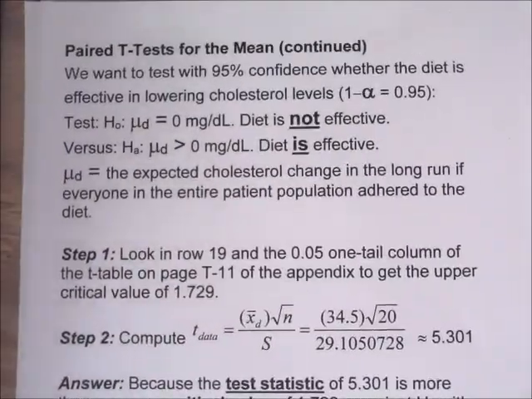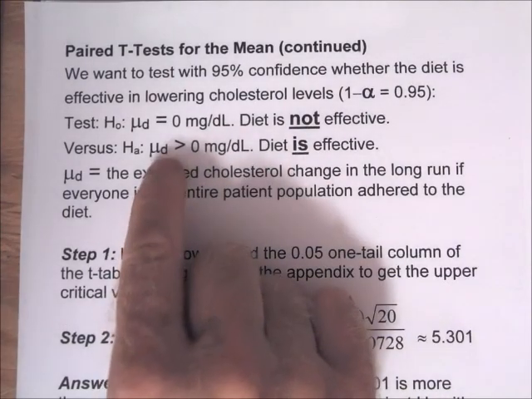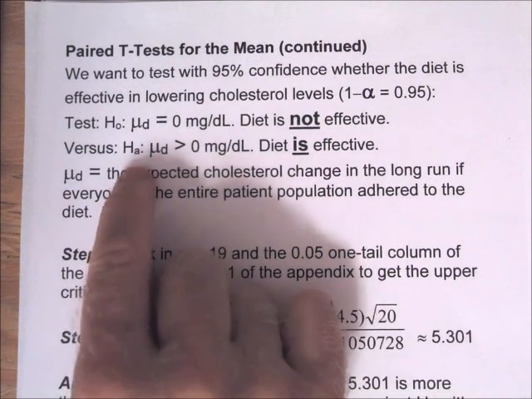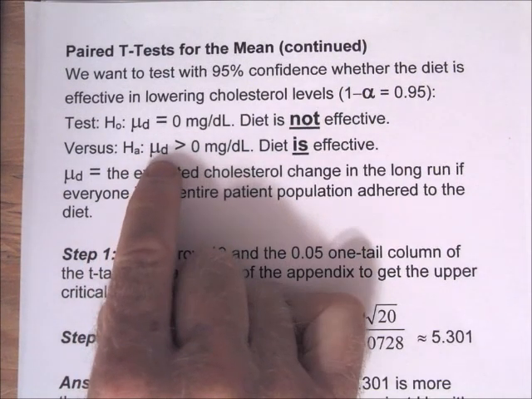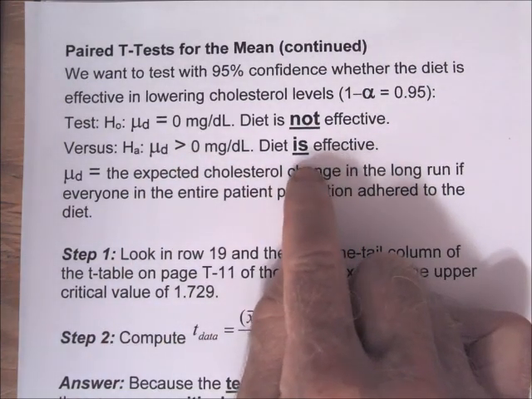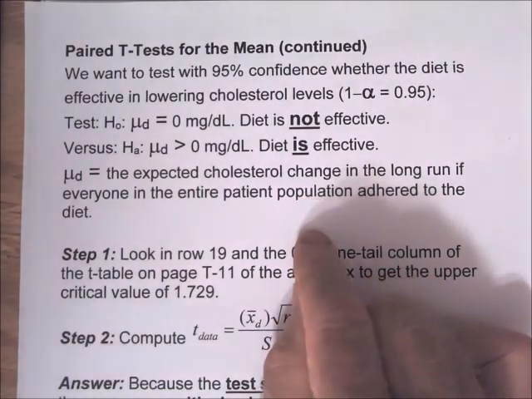So we want to test with 95% confidence. H0, the mean difference is equal to 0, diet is not effective, versus HA, the mean difference, or mu d, is greater than 0, diet is effective. So this is a one-sided test.